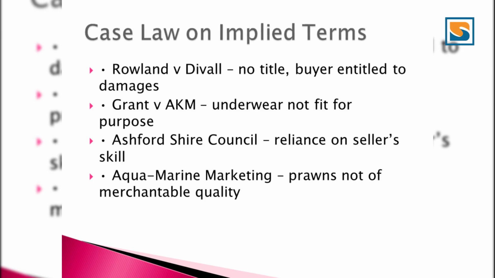Key cases illustrate how implied conditions operate. In Rowland versus Divall, the buyer recovered the price because the seller had no title. In Grant versus AKM, underwear caused dermatitis, showing lack of fitness for purpose. Ashford Shire Council shows reliance on skill and judgment of the seller. Aqua-Marine involved prawns unsuitable for Woolworths standards, breaching merchantable quality.